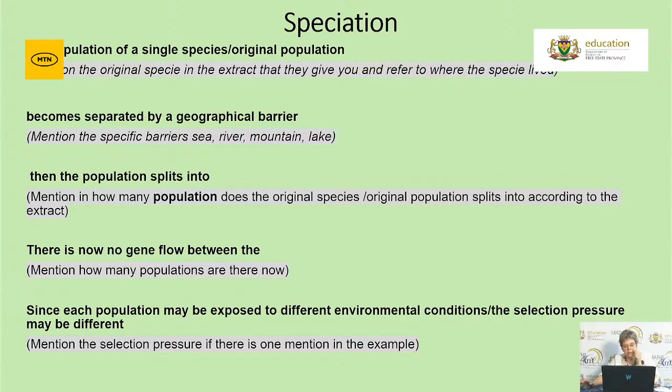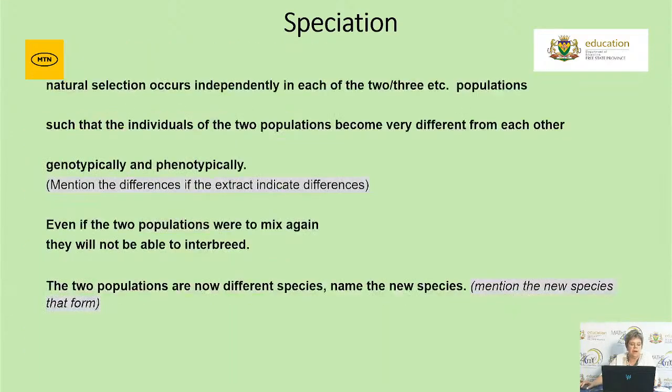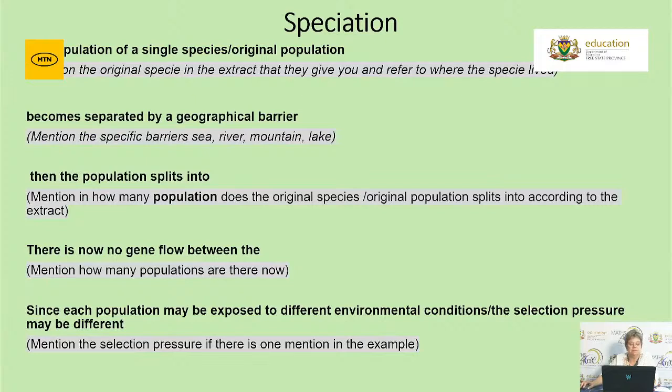Then we go to the normal. Then we say the population is split into, and mention how many islands or populations they are split into. The original population was split into 3 or 4 populations. There was no gene flow.